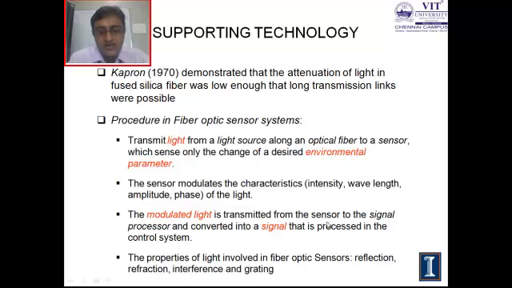The modulated light is transmitted from the sensor to the signal processor and then converted into a signal. The process of converting a modulated light into a signal is conventionally called optical signal conditioning, which is then processed in a control system. And thereon, the properties of light involved in fiber optic sensors generally are reflection, refraction, interference, and grating. When I talk about reflection, there can be some part of light that comes back. Refraction, some part of it can bend and escape. Some part of it can interfere, that is, two light sources can interfere to give you a sensing atmosphere. And a grating. We'll talk about this grating in the next slides.